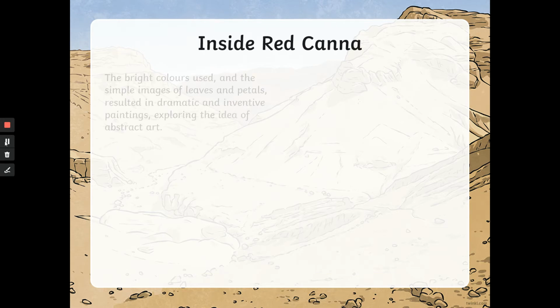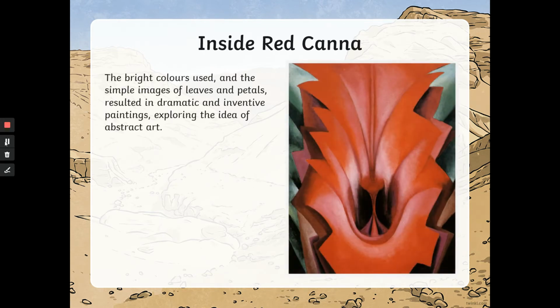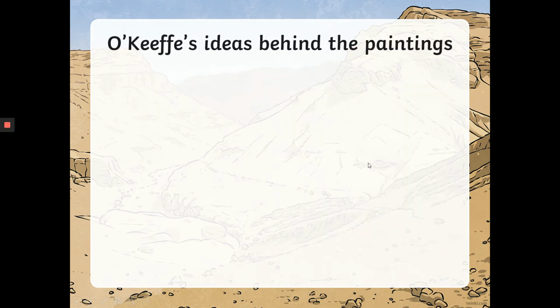Inside the Red Canna. The bright colours used and the simple images of leaves and petals results in dramatic and inventive paintings, exploring the idea of abstract art. So abstract art is a type of art that is very alternative, very different to the normal kind of art that you're used to seeing, okay? So look at the flower. It doesn't have round petals like you'd usually see. It's got these jagged zigzag edges. So that is exploring abstract art, a little bit different than normal.